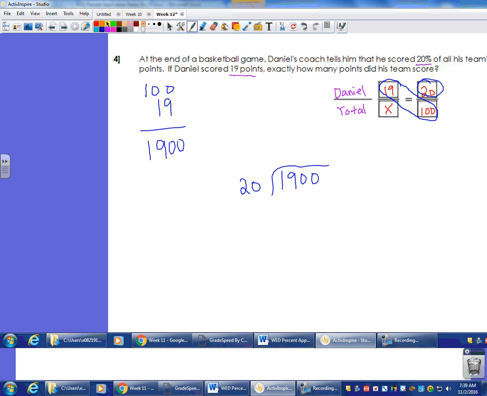I'm going to do 1,900 divided by that 20 off to the side. 20 can't go into 100, or 19, but it can go into 190. It will go in 9 times. Subtract the 180. Get a remainder of 10. Bring down the 0, and it goes into there 5 times. So we have 95. So the team scored 95 points.